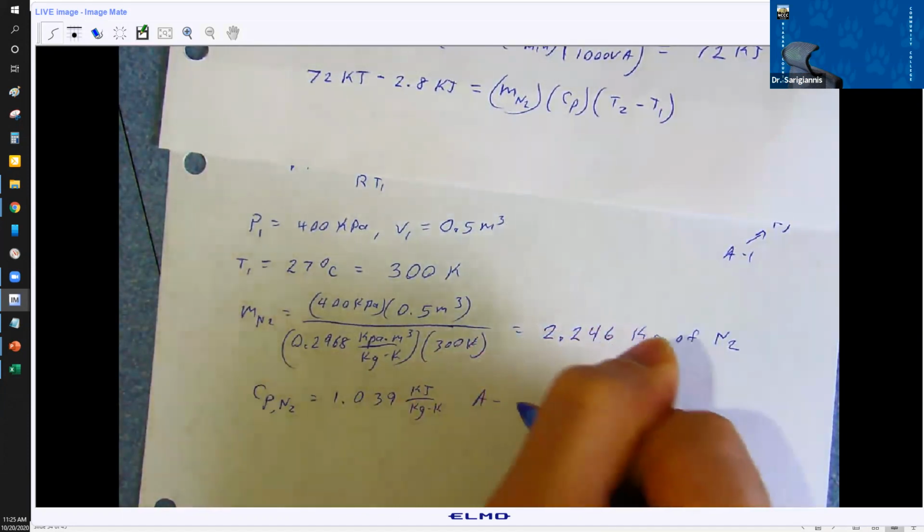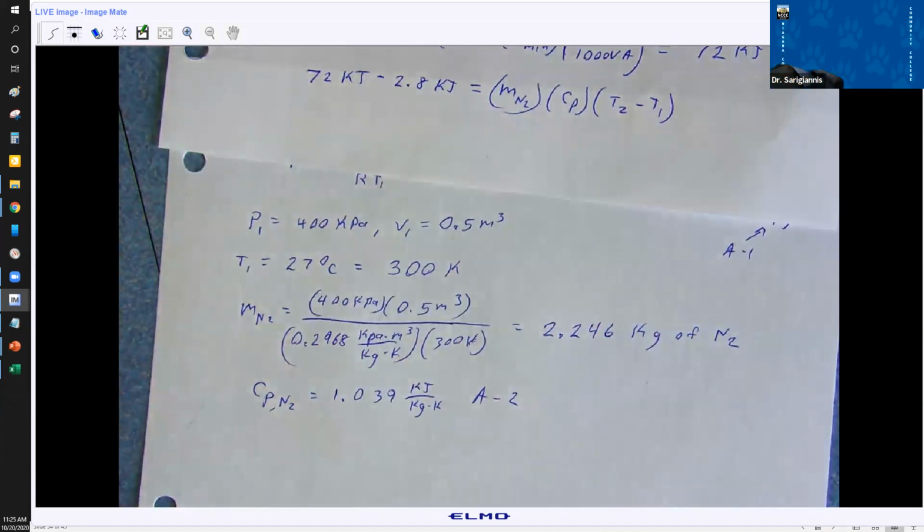And this is also table A2. Did they have this at A1? No, they don't. This is A2, table A2. 1.039.